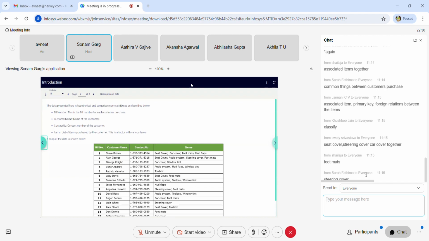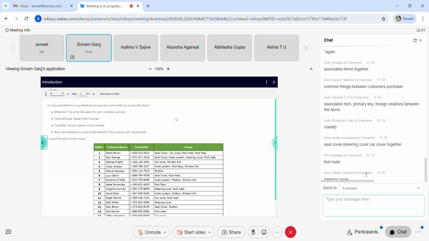Let's say seat cover and foot mat is coming 3 times. Seat cover, car cover was coming 4 times. Seat cover, mud flaps was coming 5 times. So which is it that you would recommend to the customer? And there has to be some threshold for comparison. So that we have to fix, that we call here in this algorithm as minimum support.